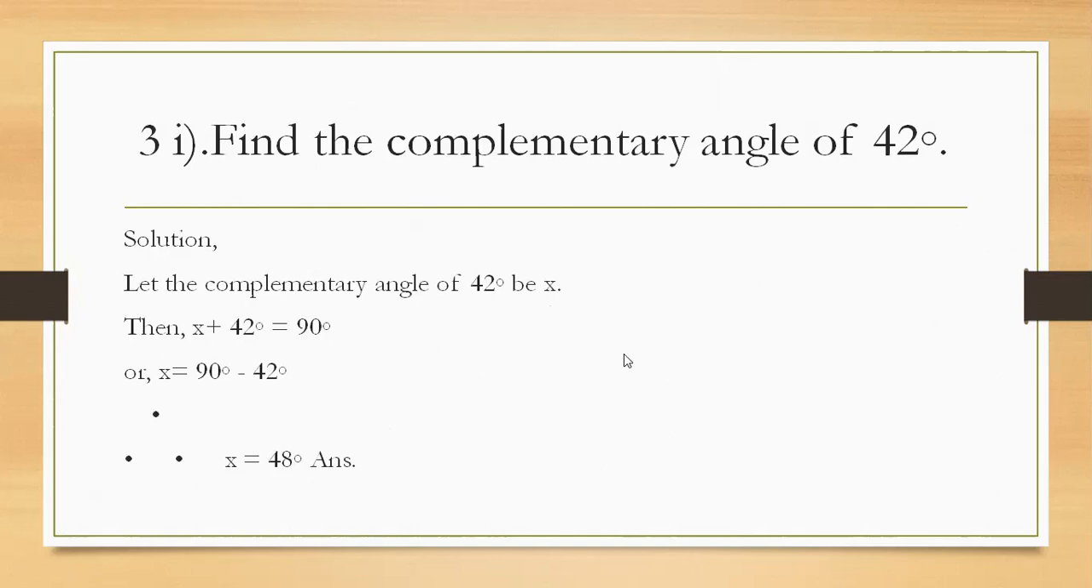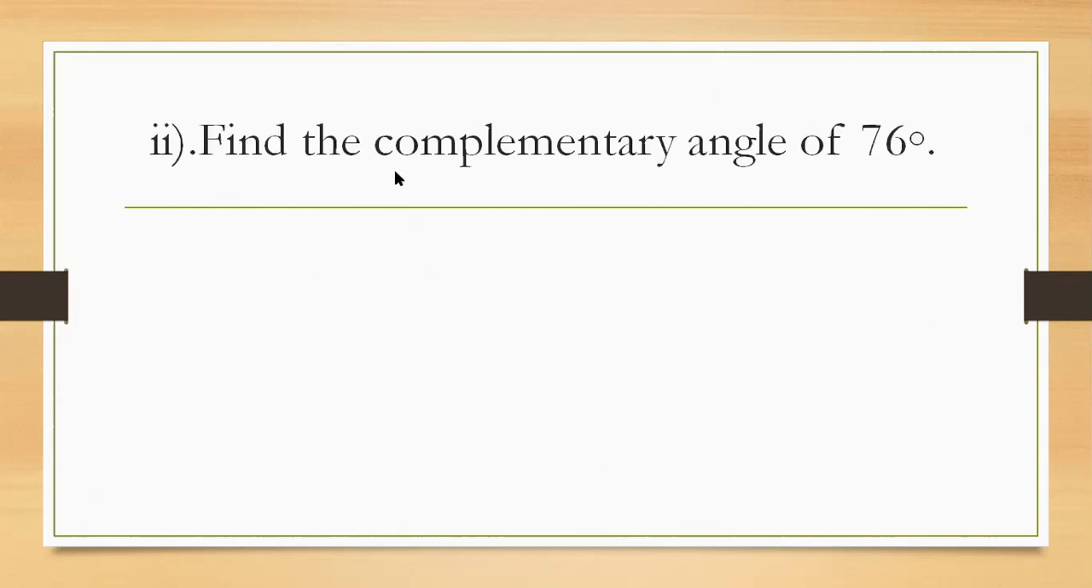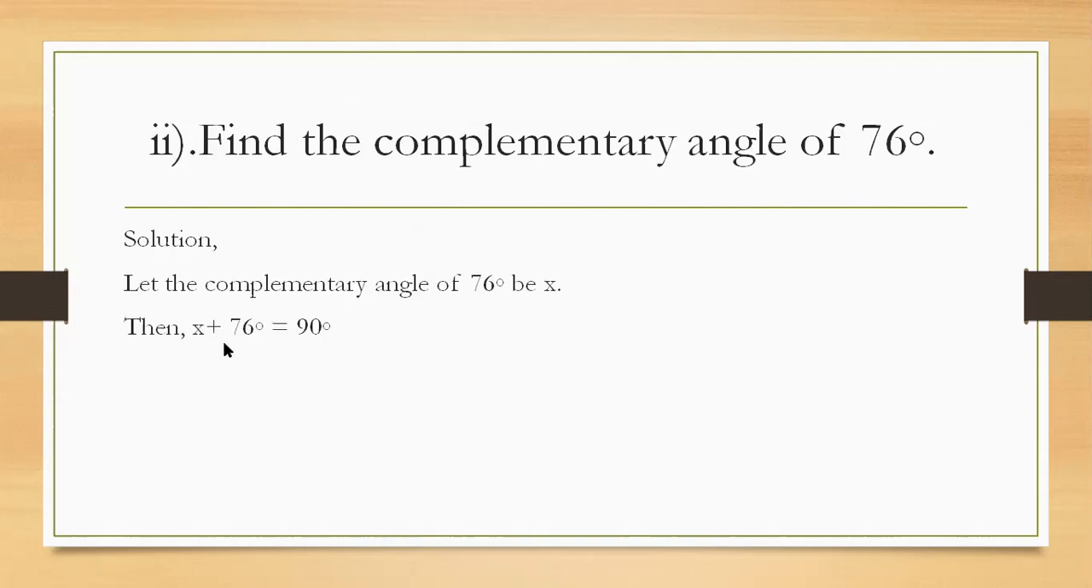Similarly, find the complementary angle of 76 degrees. Let the complementary angle of 76 degrees be x. Then x plus 76 degrees equals 90 degrees. So x equals 90 degrees minus 76 degrees. When you subtract, you will get the x value. Look here, when you subtract this, you have to correct it here. Look here, I want to show it here.